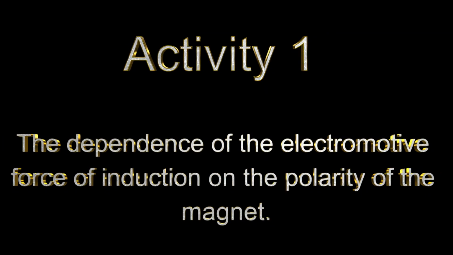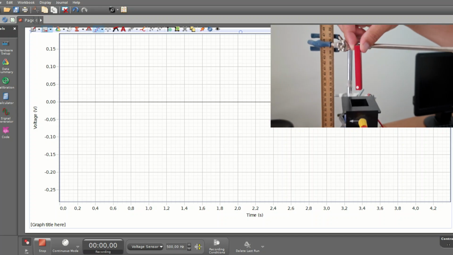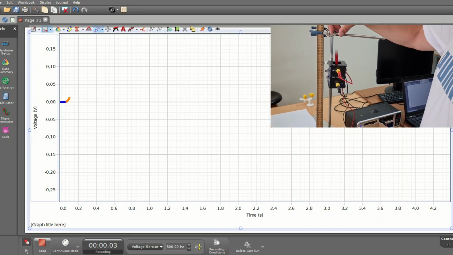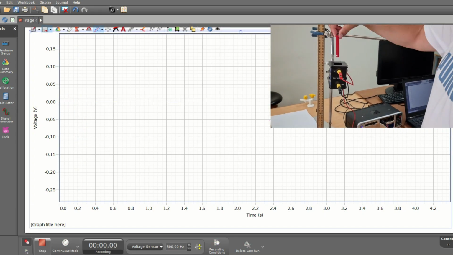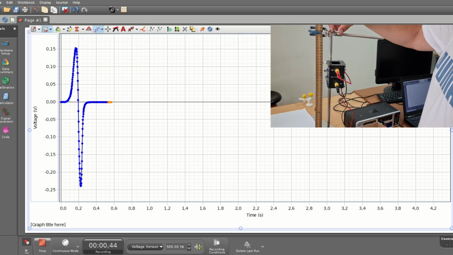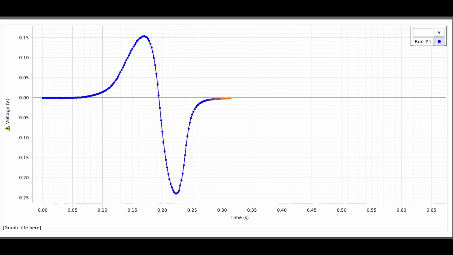Activity 1. The dependence of the electromotive force of induction on the polarity of the magnet. We drop a bar magnet vertically down through a coil with 300 turns. We observe the creation of an electromotive force by induction at the ends of the coil, as there is a relative movement between the magnet and the coil, resulting in a change in the magnetic flux. According to Faraday's law, any change in the magnetic flux creates an electromotive force by induction, which is proportional to the rate of change of the magnetic flux.